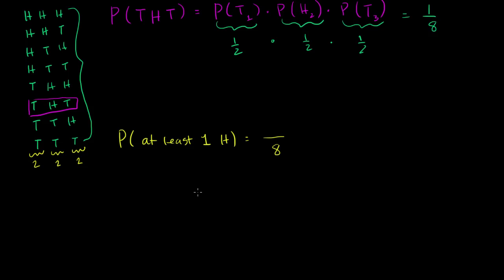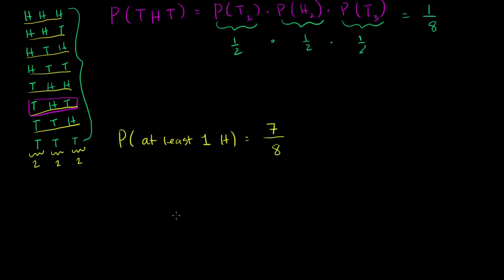Now, how many of those possibilities have at least one head? Well, we drew all of the possibilities over here, so we just have to count how many of these have at least one head. So that's 1, 2, 3, 4, 5, 6, 7. So 7 of these have at least one head in them, and this last one does not. So 7 of the 8 have at least one head.